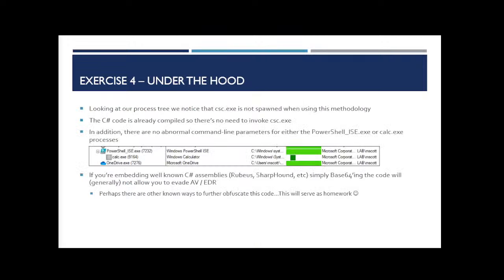One of the benefits of doing that is the fact that there is no calling of csc.exe when we do it this way. From an offensive perspective, this is advantageous because we try not to spawn processes if we don't need them. You'll notice that the procmon output has PowerShell.exe as the parent of calc.exe, but there's no csc.exe, which we had in the previous test case, right?